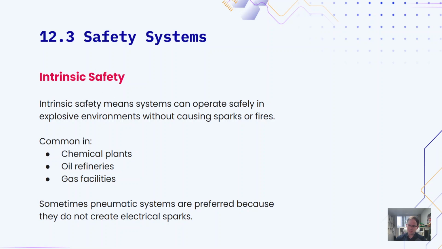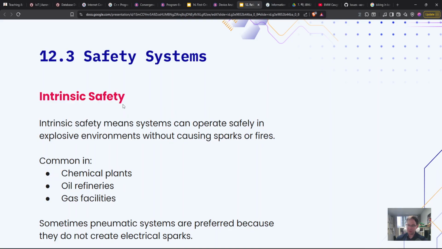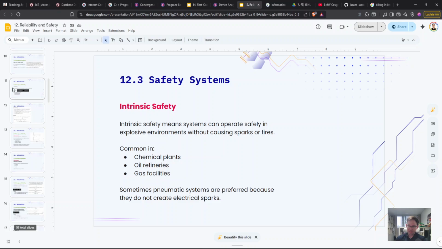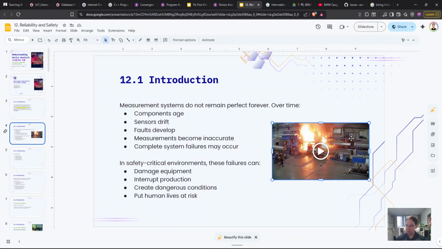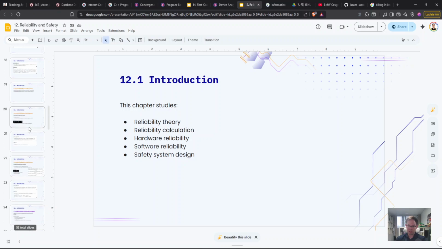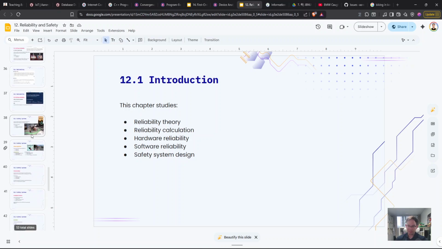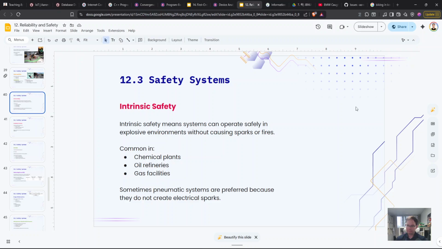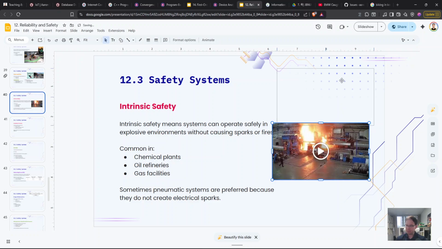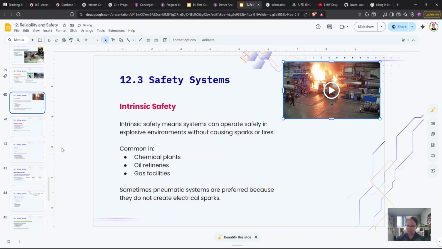Okay. Intrinsic safety. Intrinsic safety means systems can operate safely in explosive environments without causing sparks or fires. These are common in chemical plants, oil refineries, and gas facilities. And that one, the aluminum factory, needed it. Let's copy paste that aluminum factory one more time. The aluminum factory really, really needed that. Yeah, too bad you didn't have intrinsic safety here.